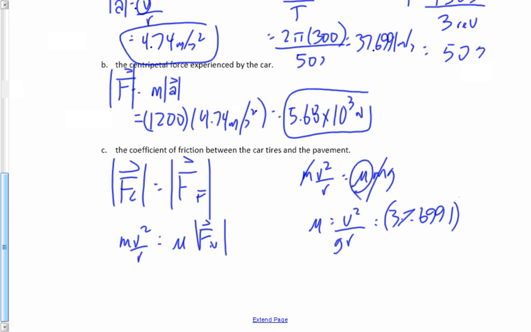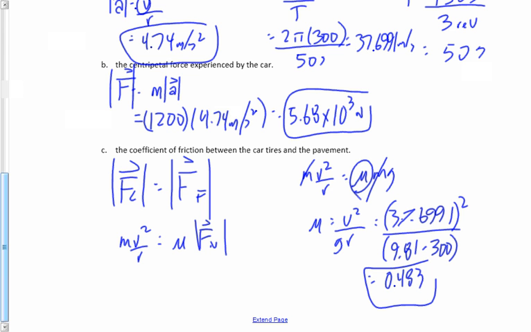37.6991 squared divided by 9.81 times, what was r? 300? Okay, we do our math here and it works out to be 0.483. Does that seem like a reasonable number for the coefficient of friction? Sure. What do we usually see? Somewhere in the range of 0 to 1. 0.483 falls right in the middle there. Honestly, that's probably a little bit low for a real coefficient of friction. Usually it would be somewhere in the range of 0.6, 0.7, but still reasonable.